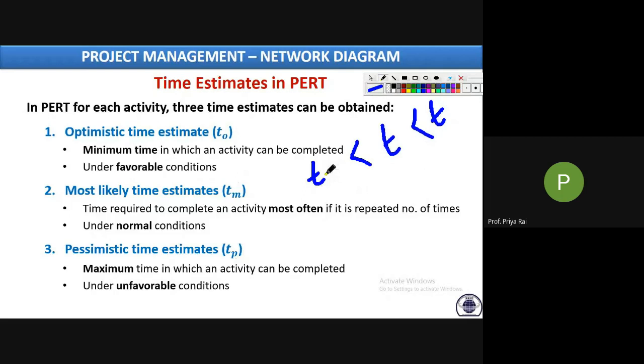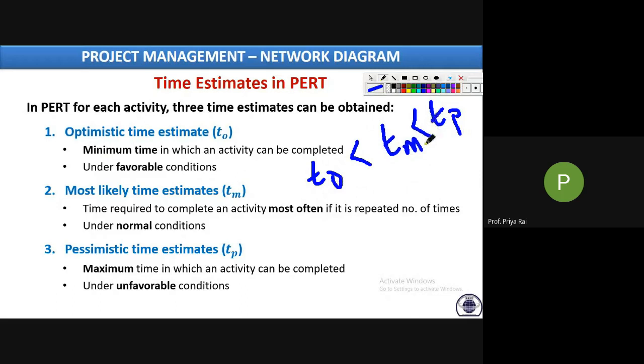Which is the smallest value? TO. TO, ma'am, optimistic. Okay, minimum time. Then comes average or normal days, M. Then comes P. See, this is the relation which you may face in your MCQ problems. In MCQ they may ask you like this: what is the relationship between these things? So you have to identify the correct relationship.